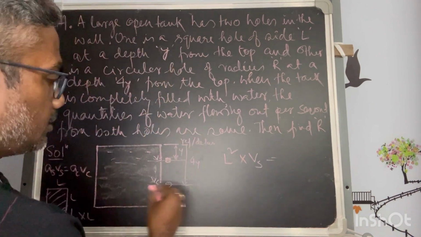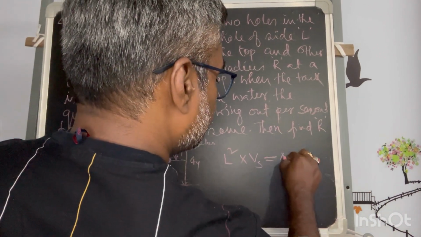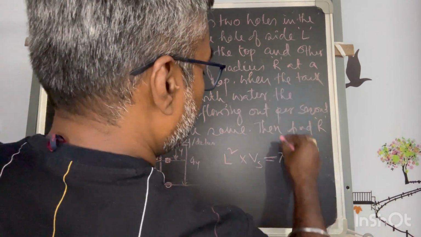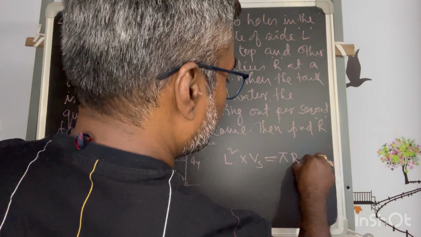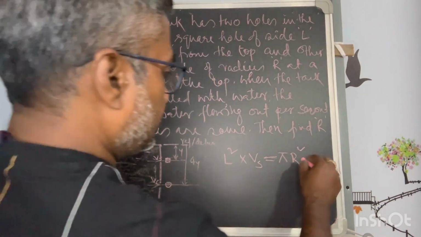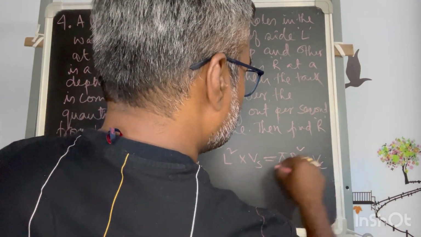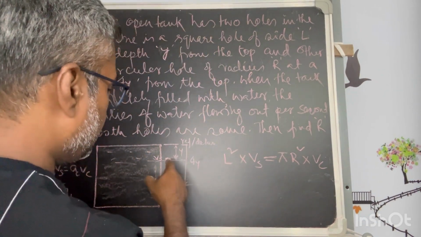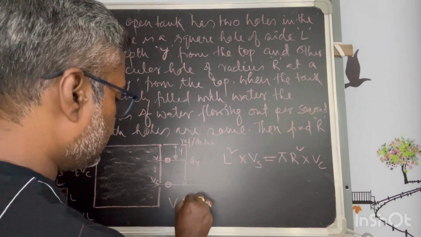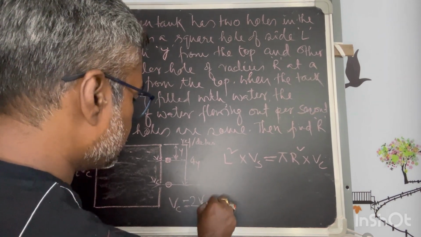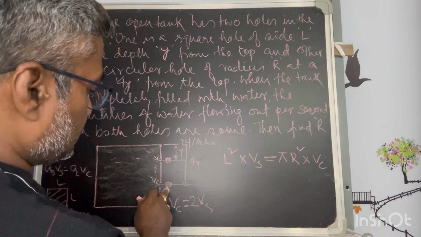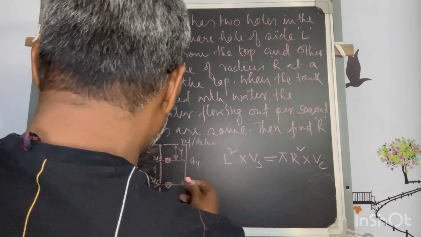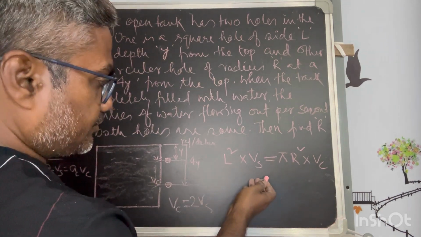The other one, circular cross section, is pi r square, since the radius is r. This is the area, into Vc, the circular velocity. So what is Vs by what we have got? Vc is equal to 2 of Vs. Vc, the velocity through the circle, is twice the velocity that we have established just now.